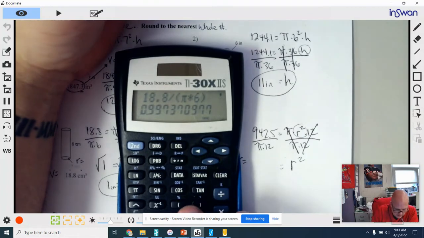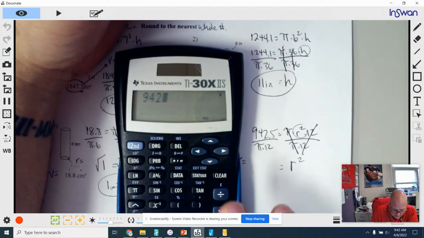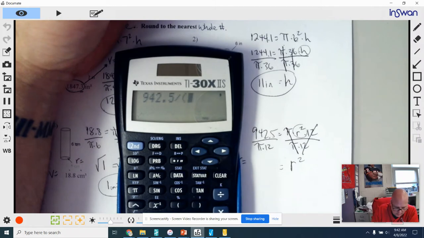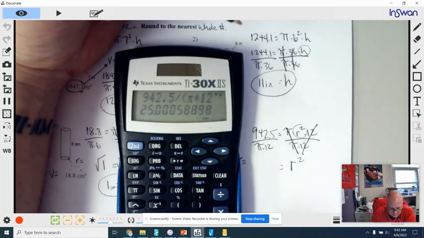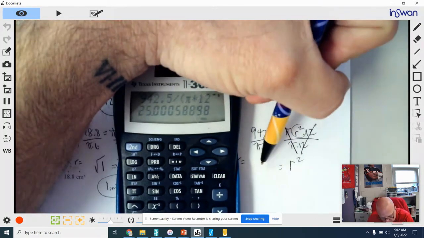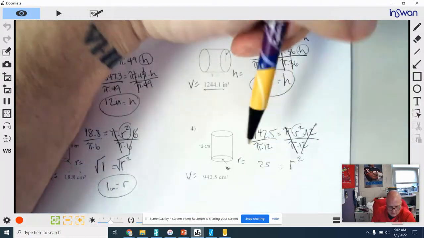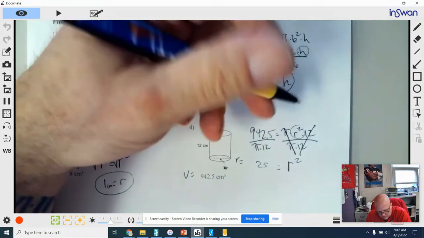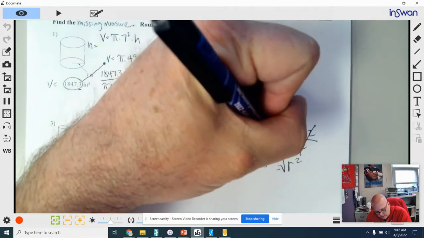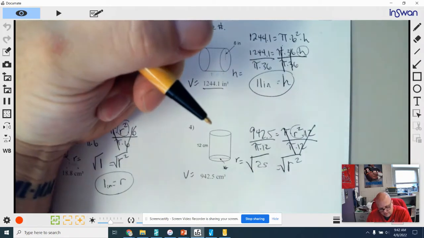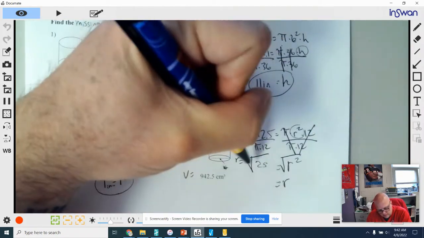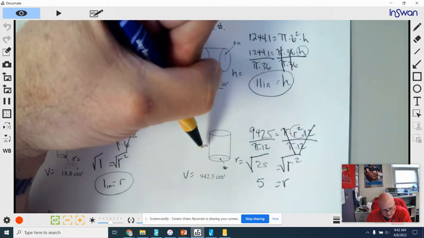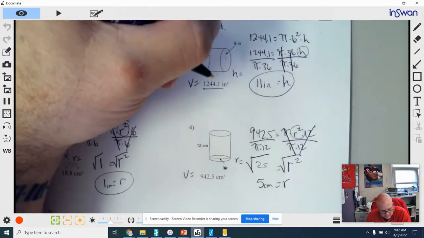Okay, so let's take 942.5 divided by, opening parentheses, pi times 12, closing parentheses. And we see there it comes out rounded to 25. Again, I don't want to know what my radius squared is. I want to know what my radius is. So I'm going to go ahead and take the square root. And out comes r. The square root of 25 is 5. Check your label. Centimeters.